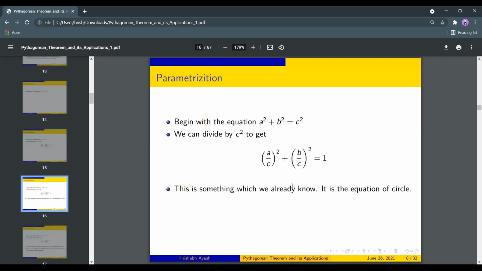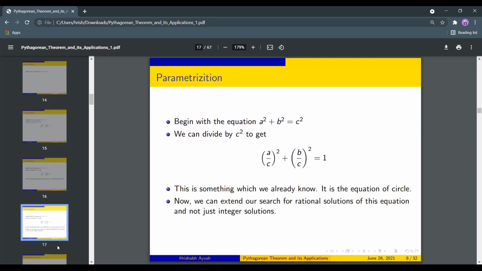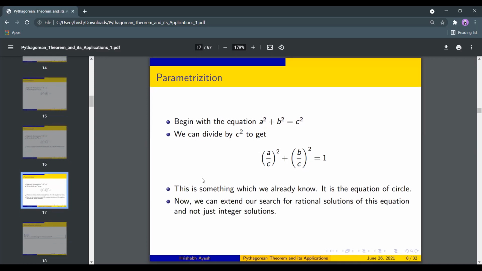So this is something which you already know. We talked about it. It's the equation of a circle. And now what we can do is extend our search to rational solutions of this equation, and not just work with the integer solutions for the equation a square plus b square equals c square. Does that make sense?